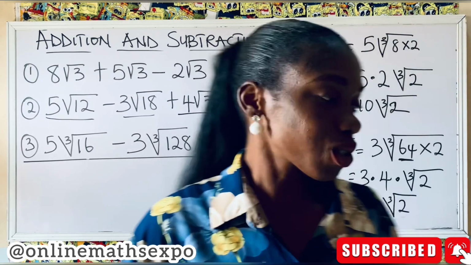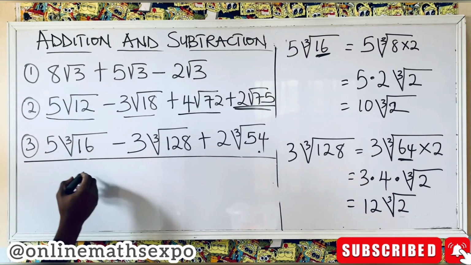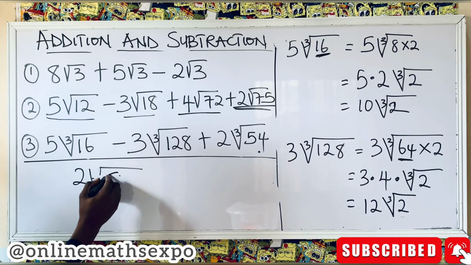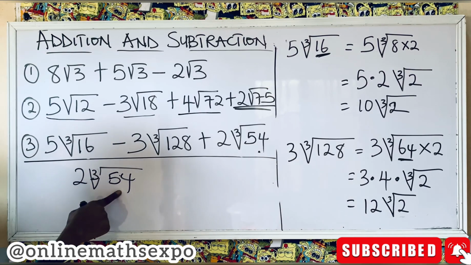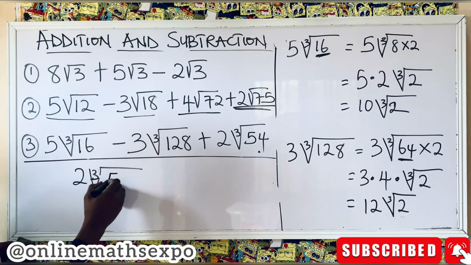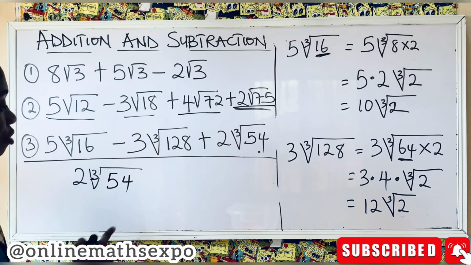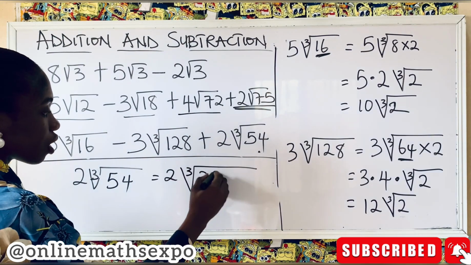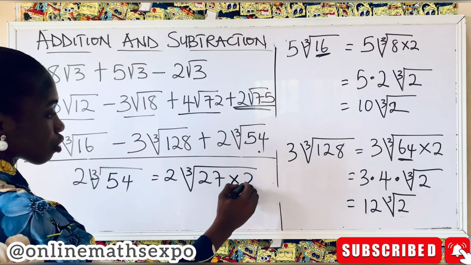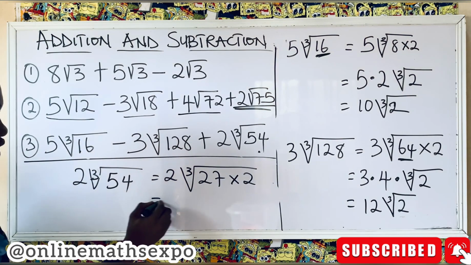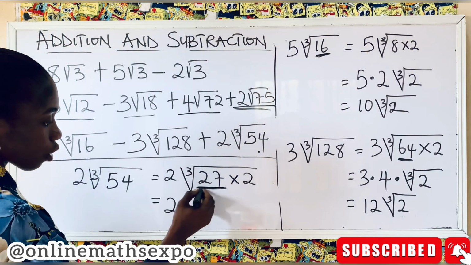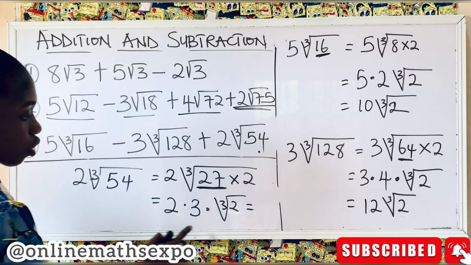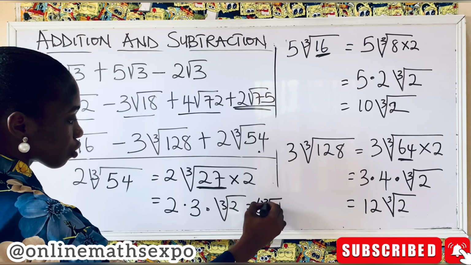Then let's get this one finally. We are going to have 2 cube root of 54. And what is the perfect cube in 54? The perfect cube there is 27. So we're going to have 2 cube root of 27, and when you multiply 27 by 2, it gives you 54. The cube root of 27 is 3. Then the 2 will remain in the cube root. So this will give us 6 cube root of 2.